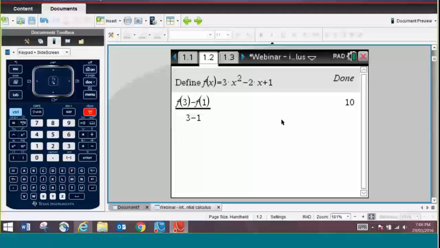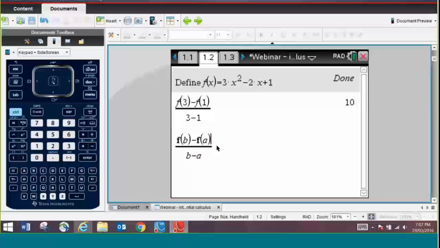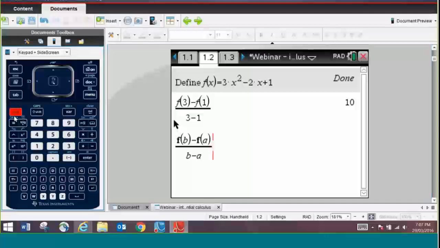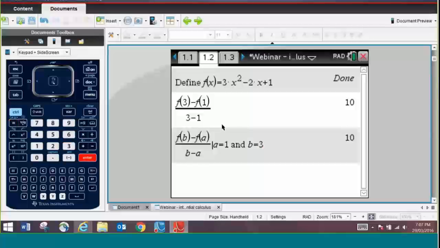So now what I'm going to do is do the same process but make it a little bit more general. So defining it over B minus A there. And I'm then going to do the given, which the given symbol is on the equals menu, and it's this vertical line. So if I put in A equals 1, and you do need a space between the 1 and the B equals 3, I get that same result.